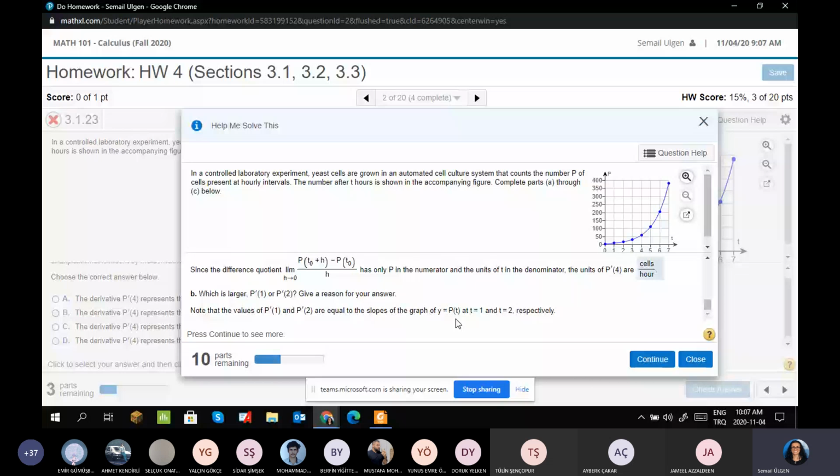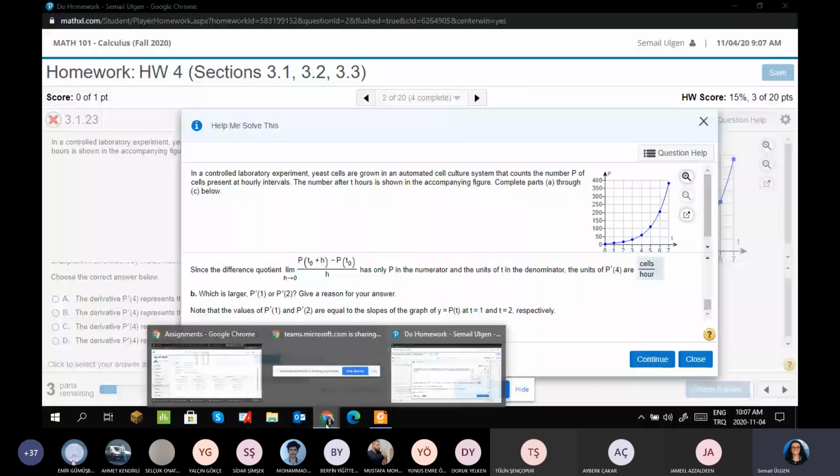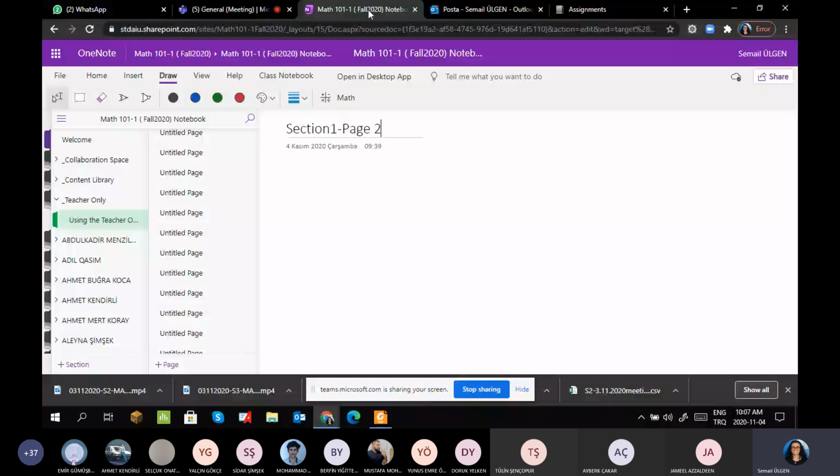Which is larger, P prime 1 or P prime 2? Give reasons for your answer. Okay. What is P prime 1? If you look at P prime 1 and P prime 2, you should look at them as the slopes of the tangent line. Now, what you're going to do is draw the tangent line to it. And then I'm going to use my other screen to show you that, because this is important, okay? Because some students don't know that. Okay, I'm going to show you.